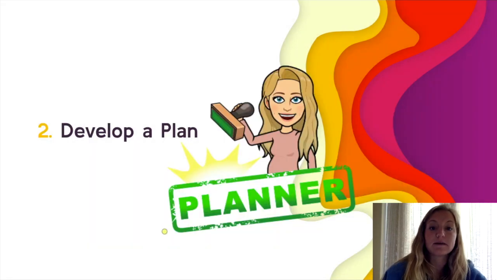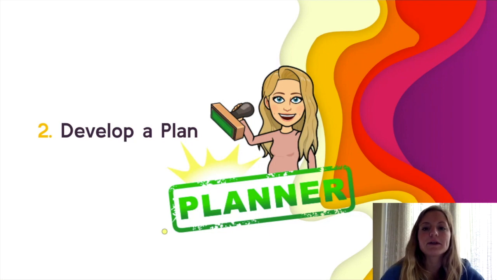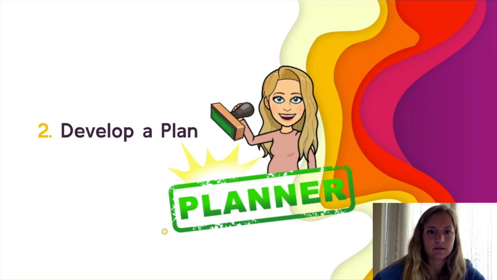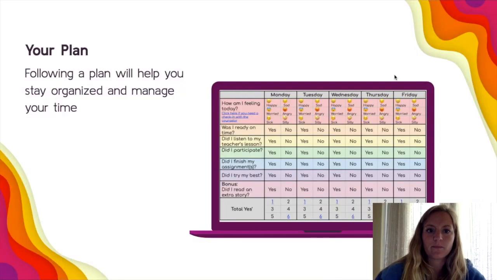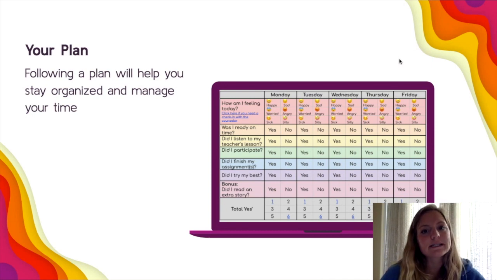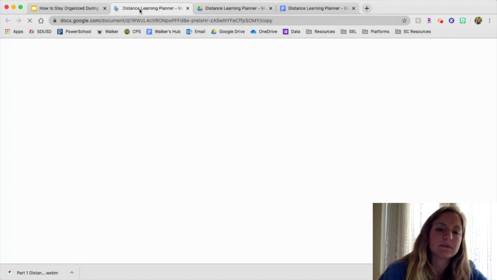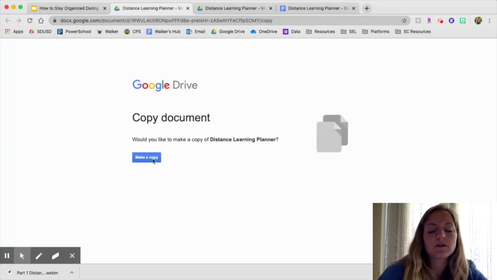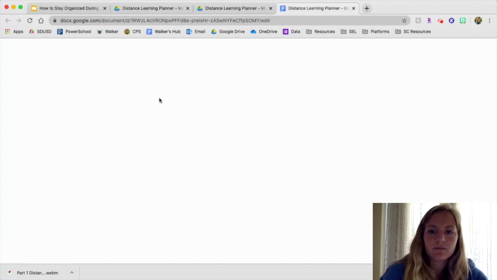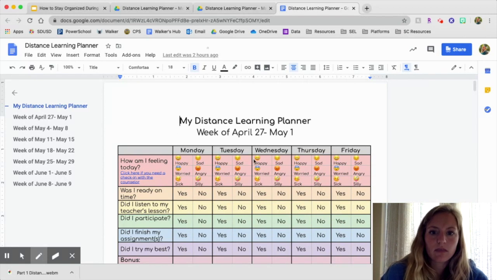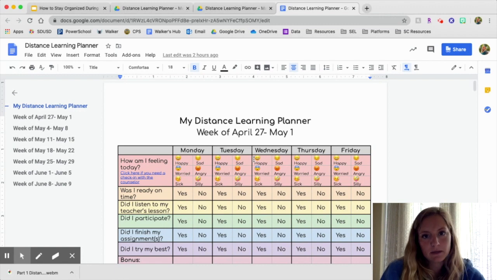All right. Step 2, develop a plan. So we are going to take a look at a planner that I have created, and you will be able to take a look at so that you can stay organized. All right, so we want to follow a plan to stay organized and manage our time. So I will click on this here, and it will ask me to make a copy. So I will send you a link, or you'll see a link included in this video. And when you click on that link, you can click make a copy. And once you make a copy, it will show you this distance learning planner.